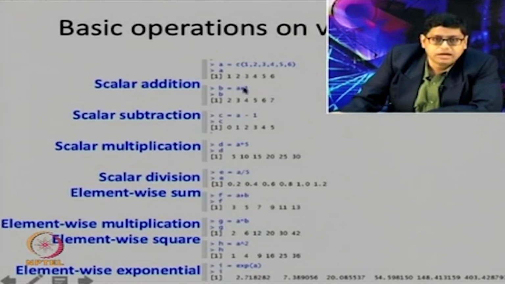Now, if you do A star B, again it is an element wise operation. The first one will be 1 into 2. We had modified B somewhere else: B is A plus 1, C is A minus 1. So, for A star B you can see that this will accordingly change. This is A plus B, this is A star B. See, 1 into 2 is 2, and in the last case, 6 into 7 is 42. You can also do A power 2, exponential, whatever.